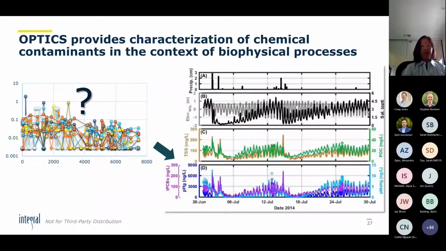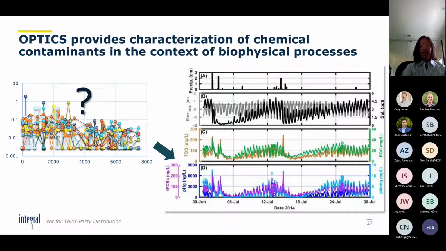So to help answer these questions, we further developed and implemented optics, which is a tool that provides high-resolution monitoring of COC variability in the context of biophysical processes. And optics obtains data at scales that are generally unattainable through traditional discrete water column sampling. We've demonstrated optics to be effective in a wide range of environments. We've studied landlocked rivers and lakes, down to tidal estuaries and the coastal ocean for a variety of hydrophobic COCs, including PCBs, heavy metals, and pesticides.